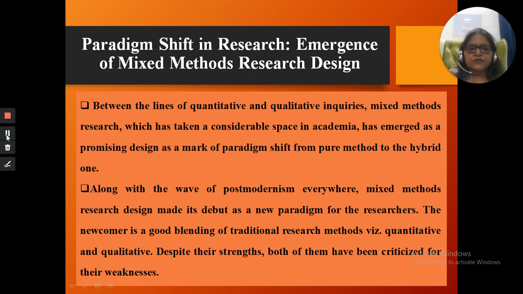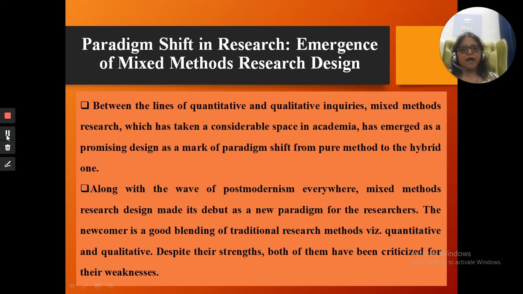But during this transition period from modernism to postmodernism, what has been found is that there are so many problems with quantitative research, and so many problems are coming with qualitative research. So the researcher tries to minimize those limitations by adopting mixed methods research. And mixed method research is taking its own place in academia.